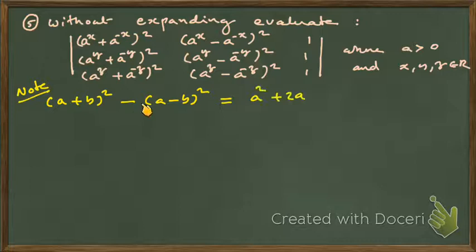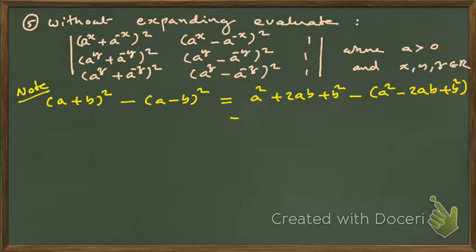a plus b the whole square minus a minus b the whole square. How do I simplify it? A plus b the whole square means a squared plus 2ab plus b squared. Then there is a subtraction sign, so I put the subtraction sign. Then inside a bracket, I expand a minus b the whole square, which is a squared minus 2ab plus b squared. Then I start expanding the bracket with the minus sign.